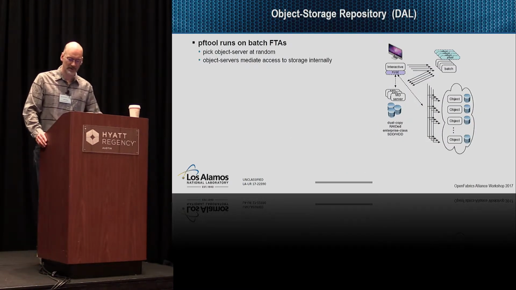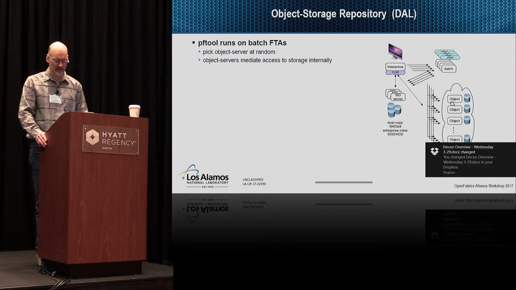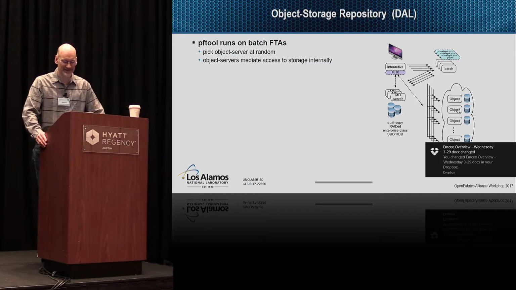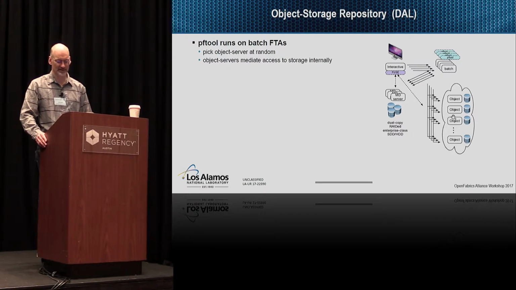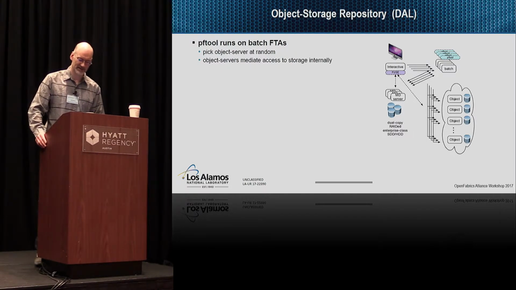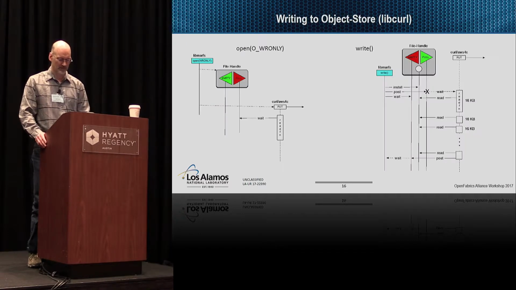Okay, so object stores, the object servers, all of them volunteer to provide any object, and so we just pick one of them at random. So we have pftool running across a bunch of batch nodes, and each task can pick object storage servers. So this is doing a big data movement from, say, Lustre to Campaign, and then internally the object stores route the request to wherever it's stored.